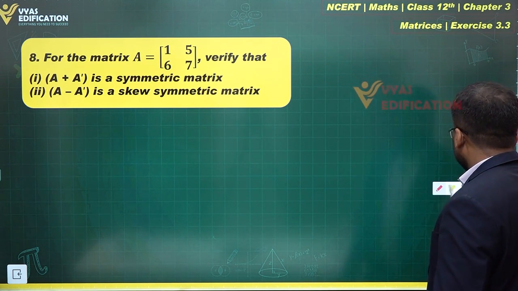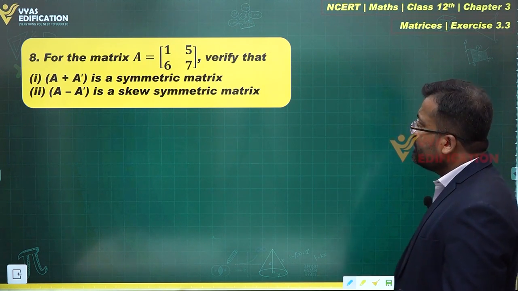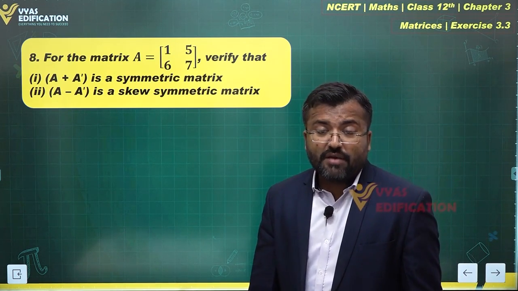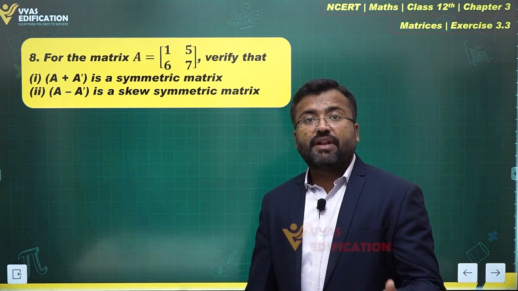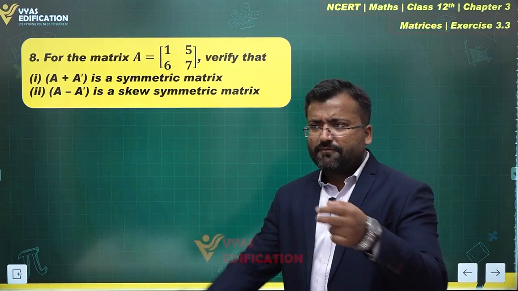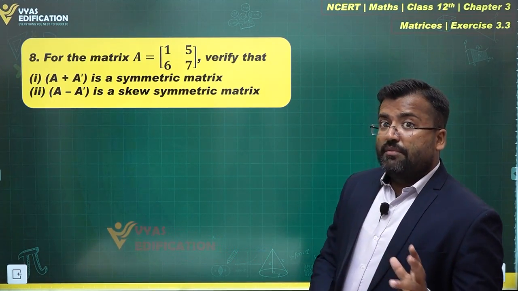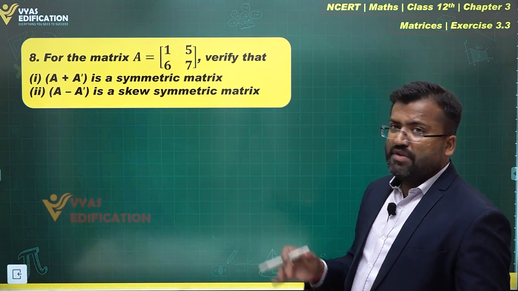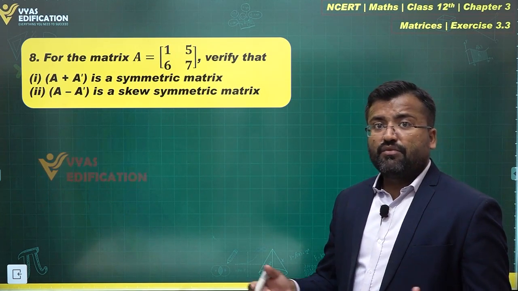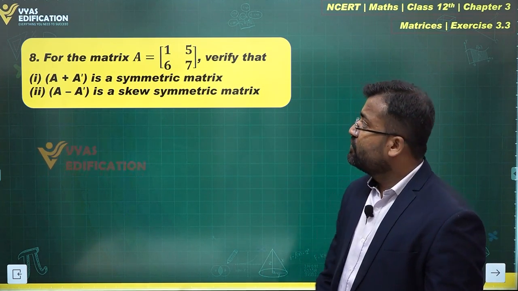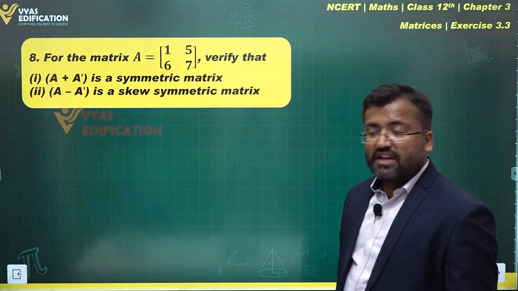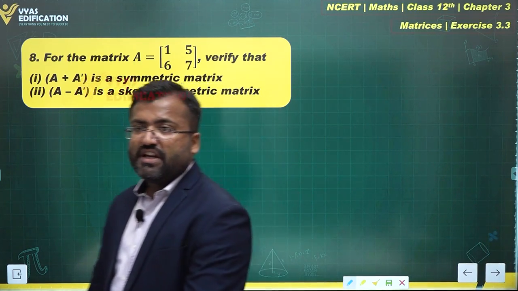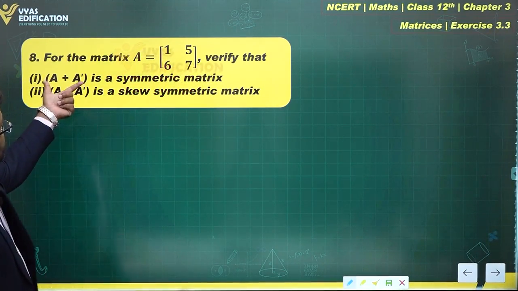Now this is based on a property once again. What does the property say? That for a square matrix A, A plus A prime will be symmetric, right? In general, A plus A prime would be a symmetric matrix and A minus A prime would be a skew symmetric matrix. What are we supposed to do in this case? Let's try to solve using basic concepts. We are supposed to find this matrix first of all.